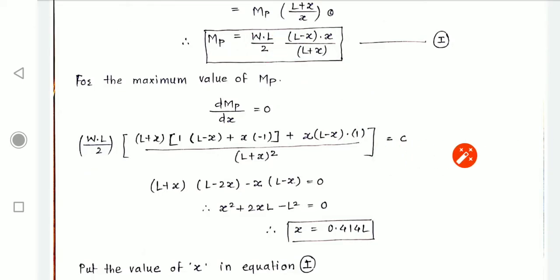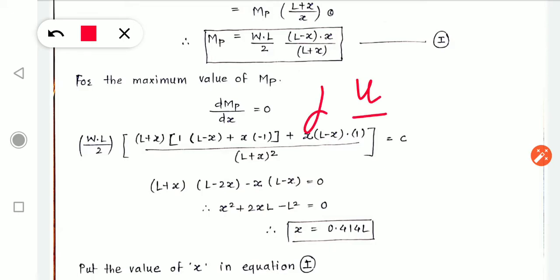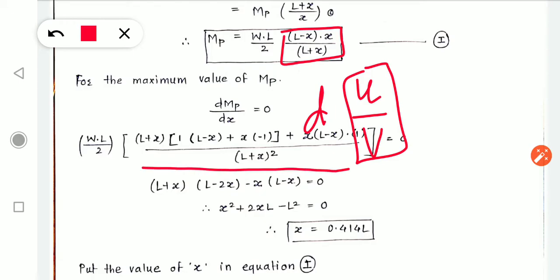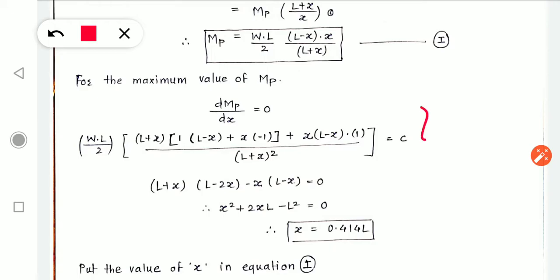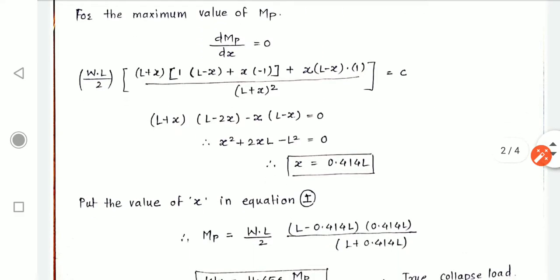You must have known about the differentiation by U by V rule. I have done the same over here. You can see that I have written it in the simplest way. You can do it on your own in your notebook. Please try to do it in your notebook, then and only then you will be able to understand it.